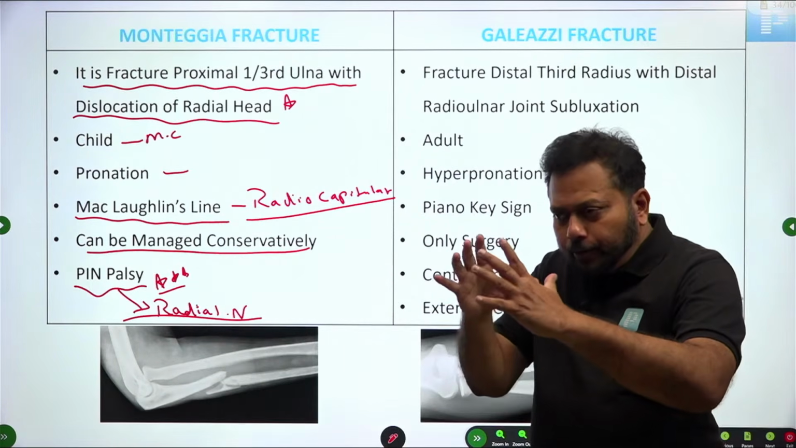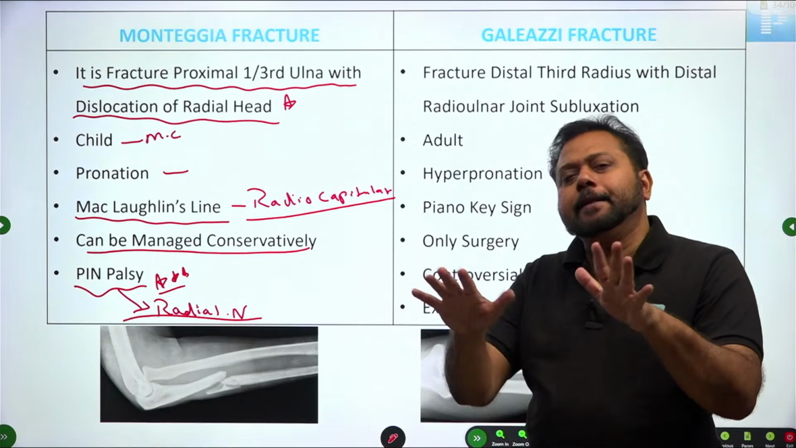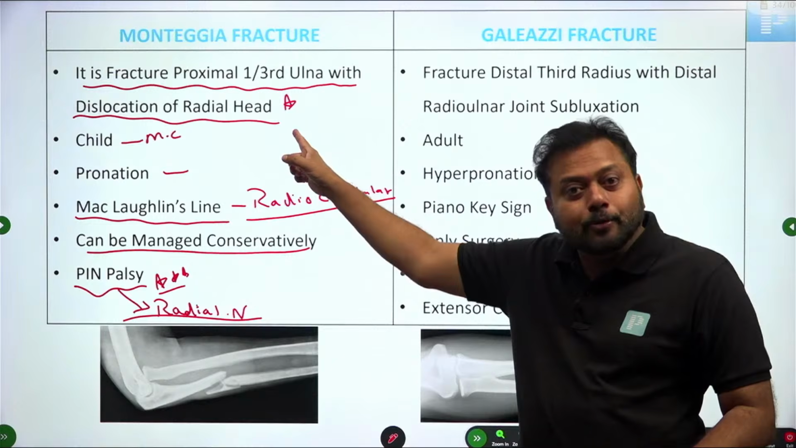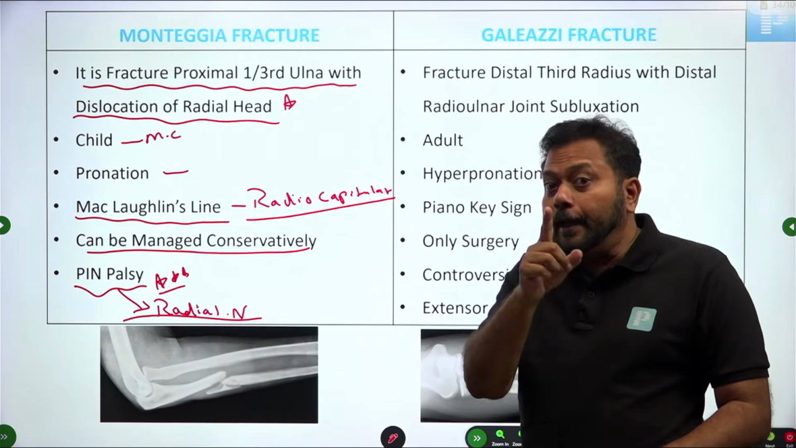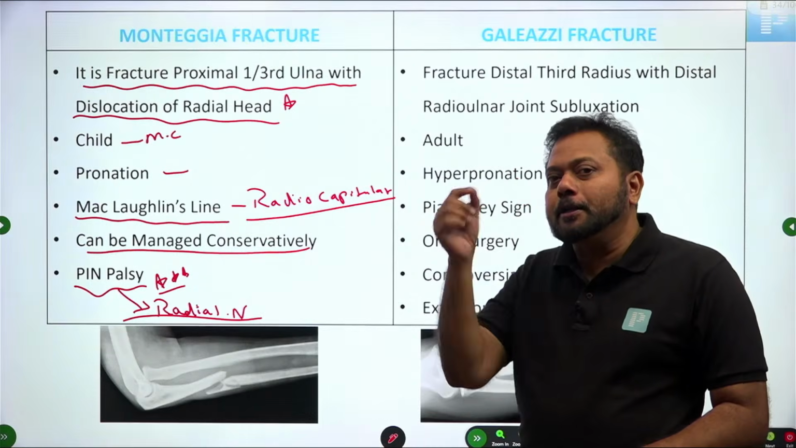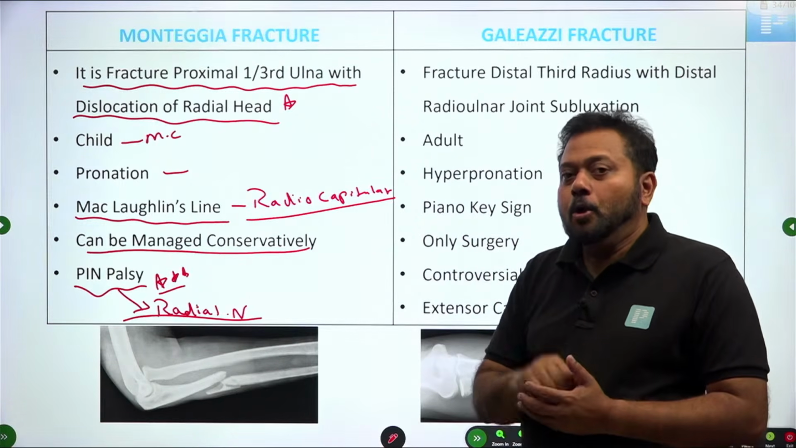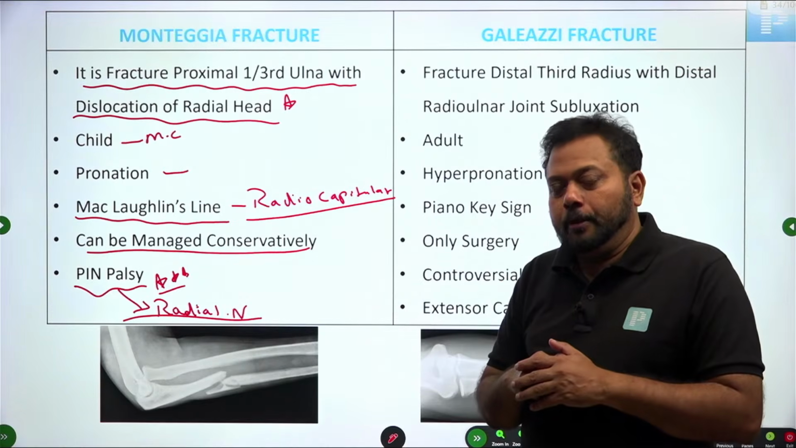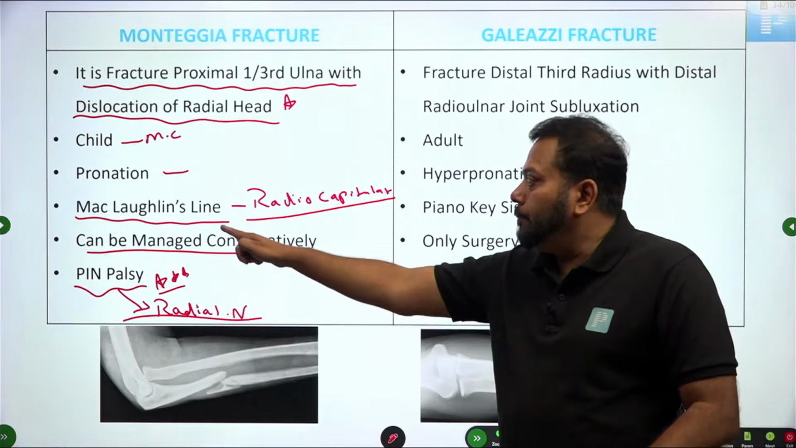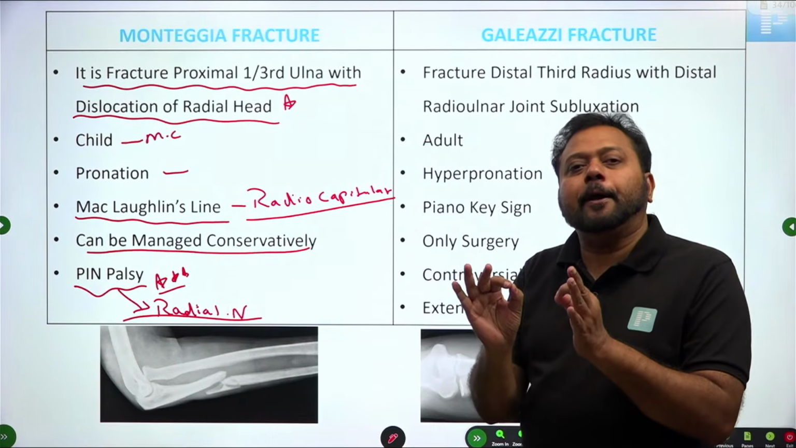When you take an X-ray, fracture of the ulna is easily seen or noticed by everyone. Radial head dislocation, no, subluxation of the radial head, that we may miss, that may cheat us. That is why Monteggia's fracture is otherwise called a cheating fracture or a treacherous fracture. To avoid this cheating, you should follow McLaulin's line. McLaulin's line is otherwise called radiocapitular line.